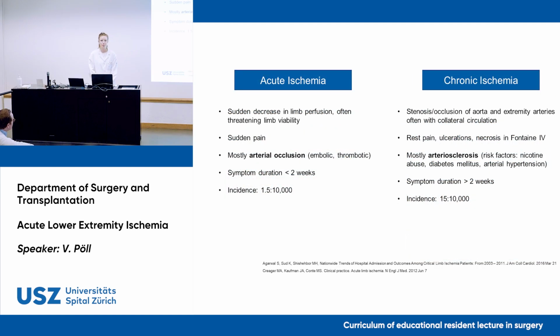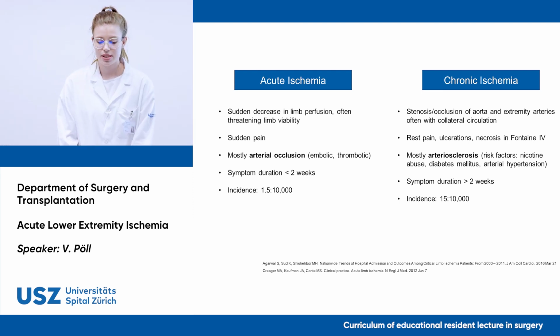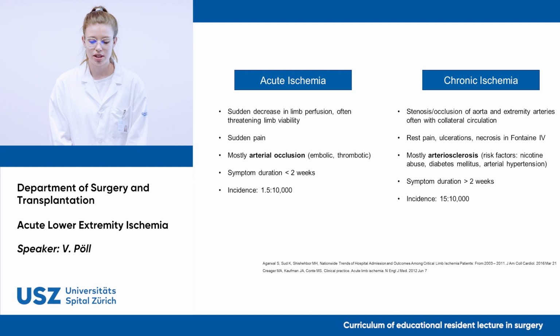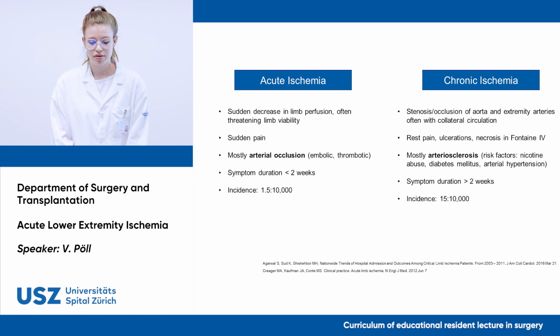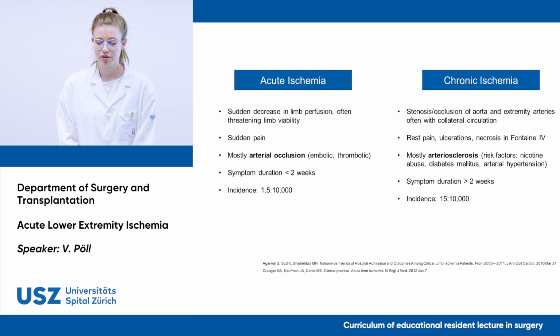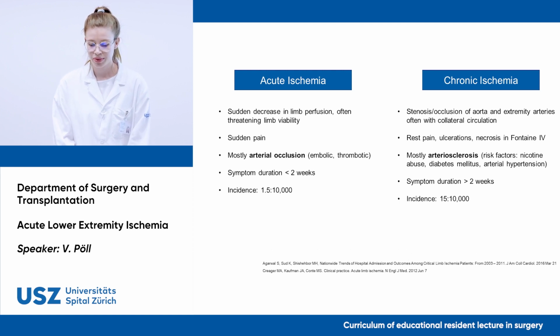Just a short overview of the differences between acute ischemia and chronic ischemia. In acute ischemia, it is always a sudden decrease in limb perfusion, often threatening the limb viability, and a sudden pain. The symptom duration is less than 2 weeks, and it's mostly due to arterial occlusion, either embolic or thrombotic most of the times, and the incidence is 1.5 in 10,000.